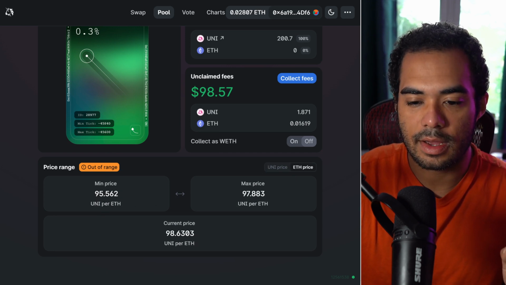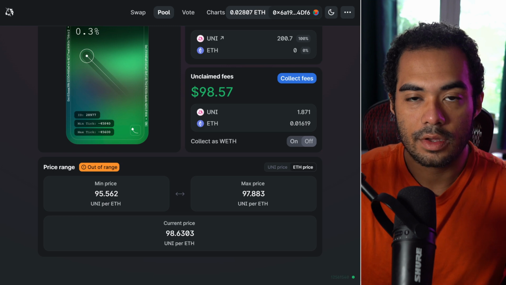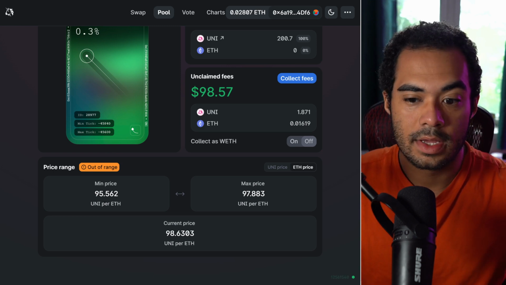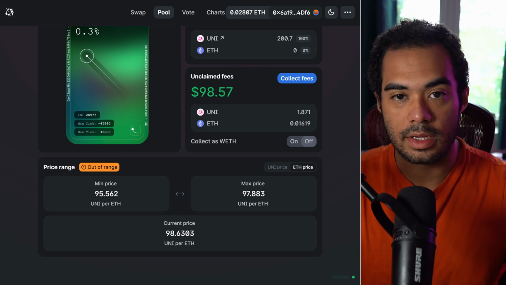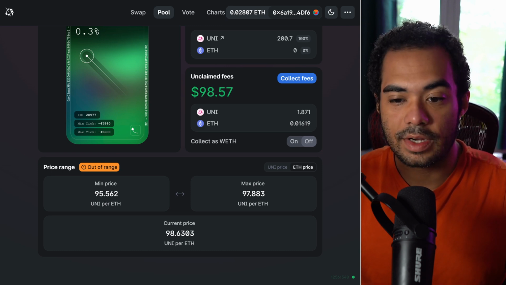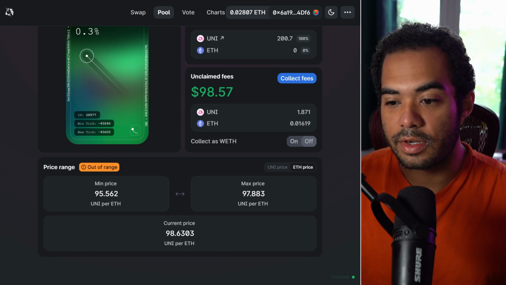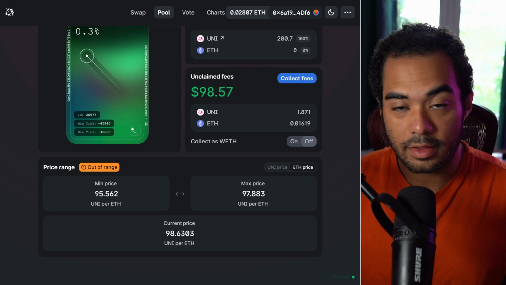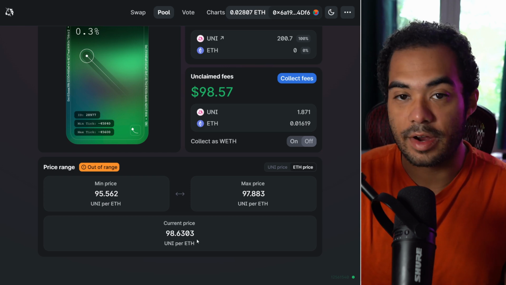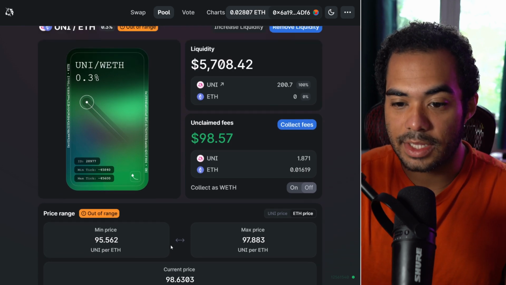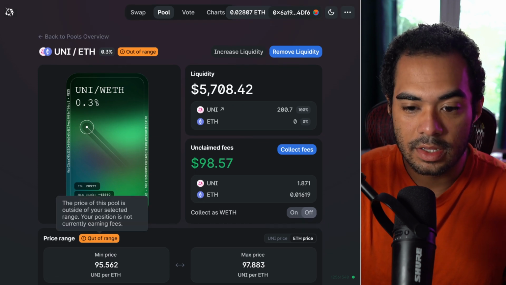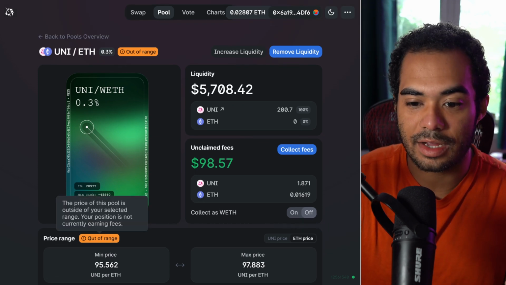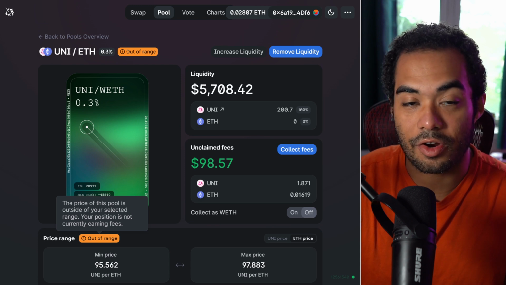So in this case, my min price is 95 Uni per ETH. That means I personally want to be providing liquidity for the price range of 95 to 97.8 Uni per ETH. If it goes out of this price range, I won't be collecting any fees on it. That's why you see right now it says out of range. The price of this pool is outside of your selected range. Your position is not currently earning fees.